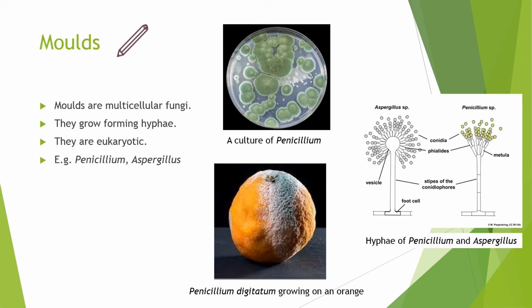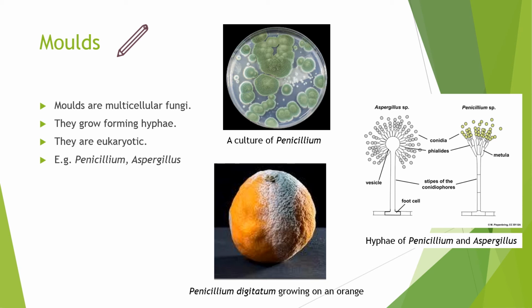On the picture on the right-hand side, you can see Aspergillus and Penicillium on a diagram of the two, and you can see that they're fairly similar, but that there are differences in their organization. You don't have to remember these specialized words, it's just to give you an idea of what they look like at the cellular level.